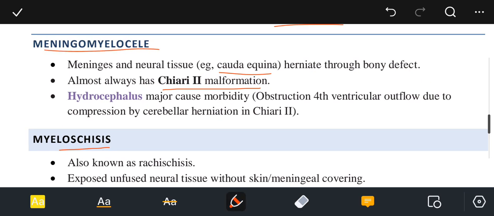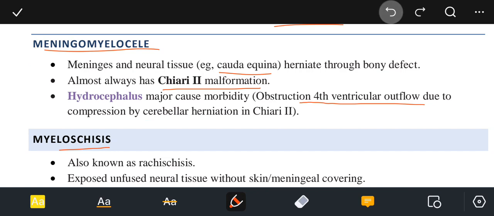Like both the meninges as well as the spinal cord or the cauda equina are herniating outwards from the vertebral arch. Hydrocephalus is the major cause of mortality, due to obstruction of the fourth ventricle outflow by the compression from the cerebellar herniation in the Chiari 2 malformation. Although myelomeningocele is present in the Chiari 2 malformation, the main cause of death is the hydrocephalus.